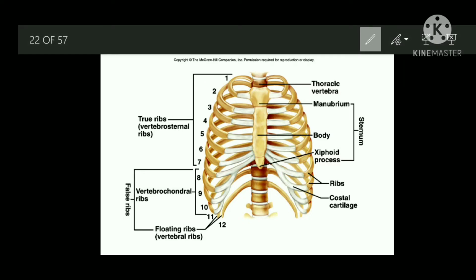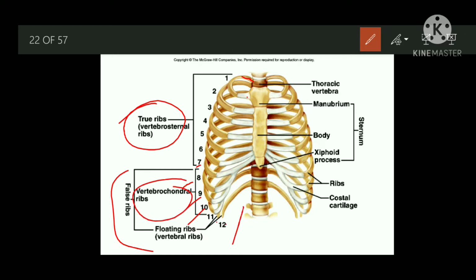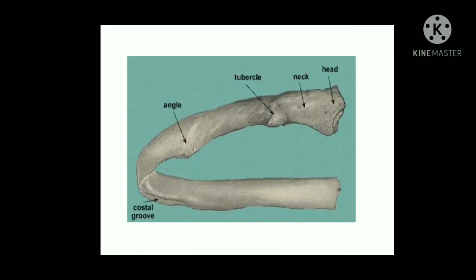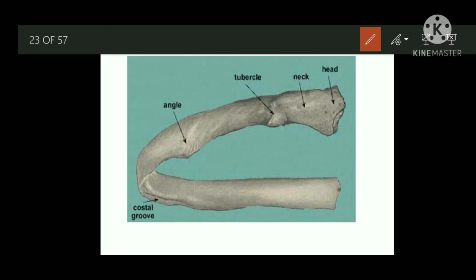There are 12 pairs of ribs on each side. True ribs are 1 to 7, the vertebrosternal ribs. Behind they articulate with the body of vertebra and anteriorly with the sternum through the costal cartilage. The lower 5 ribs are false ribs, in which the 8th, 9th and 10th articulate with each other, the vertebrochondral ribs, and the 11th and 12th are confined only to the posterior part, the floating or vertebral ribs. Now, what is the anatomy of the rib?